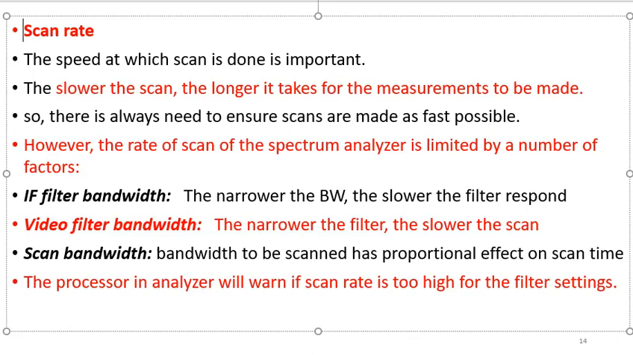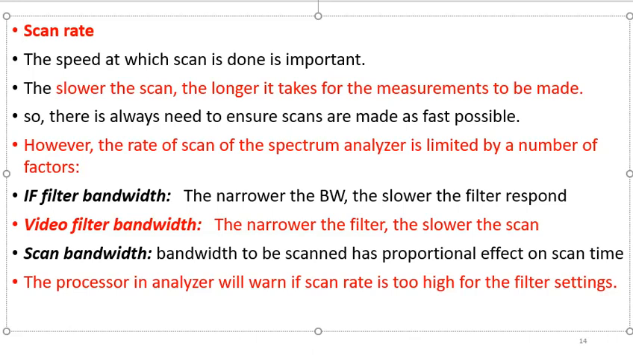The first one is the bandwidth of the IF filter, that is the intermediate frequency filter. Whenever the bandwidth is narrow, definitely the filter will be slower in response. So whenever I want to increase the scan rate, I have to make sure that the bandwidth is wider. Also, the bandwidth of the video filter: whenever it is small, the scan rate will also be slow, which means you need to increase the bandwidth of the video filter if you want to be scanning at a faster rate.